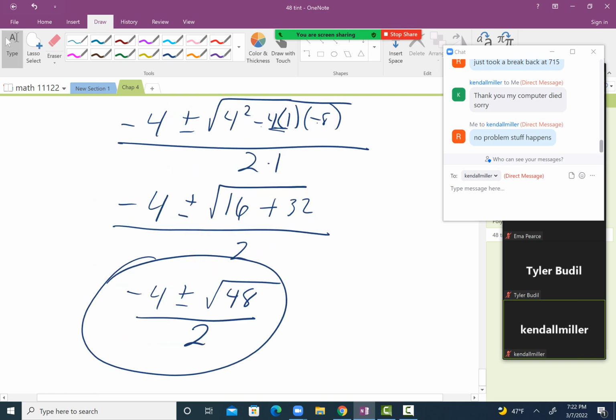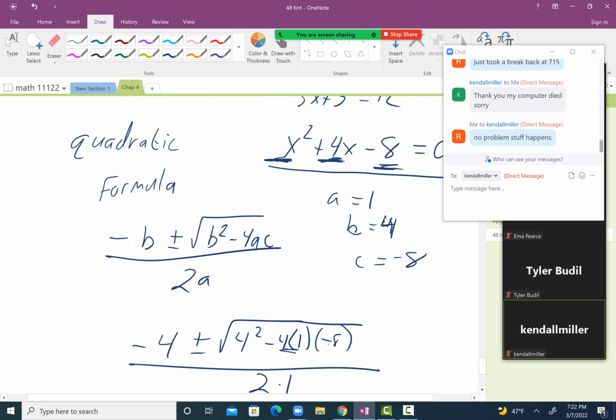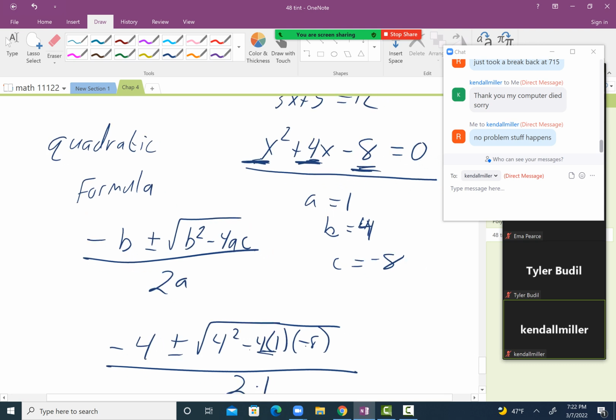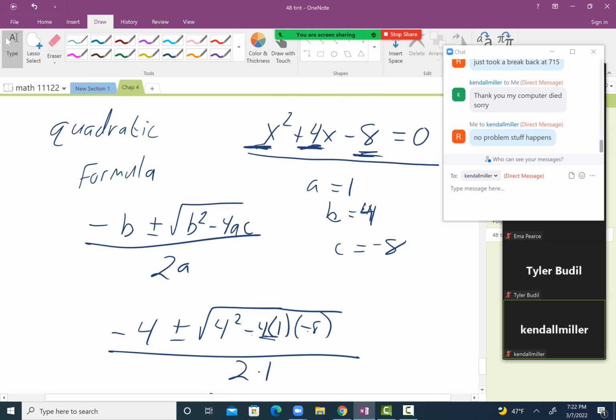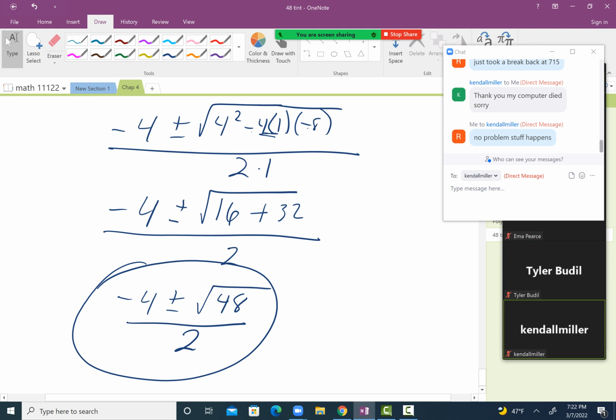All right, so this is a quadratic. All right, x squared plus 4x minus 8, set it equal to 0. I use the quadratic formula. A is 1, B is 4, C is negative 8. Put the numbers in, and here's what I get.